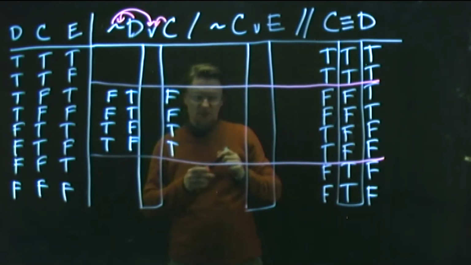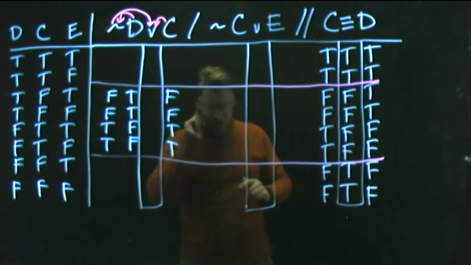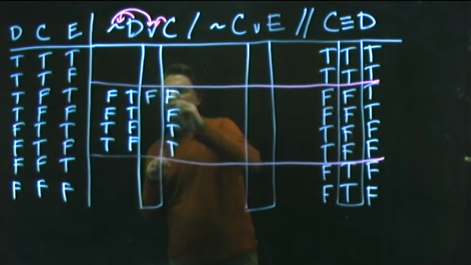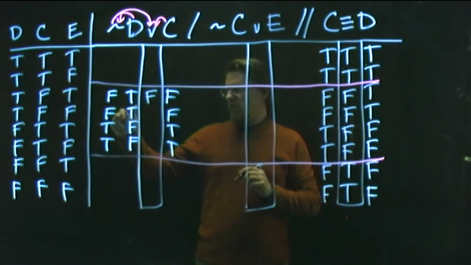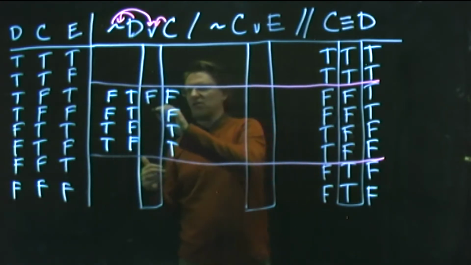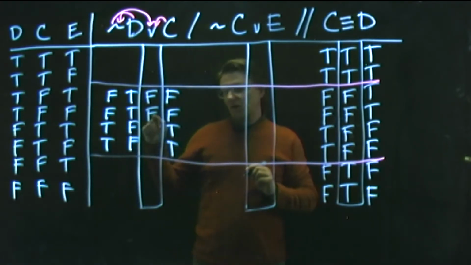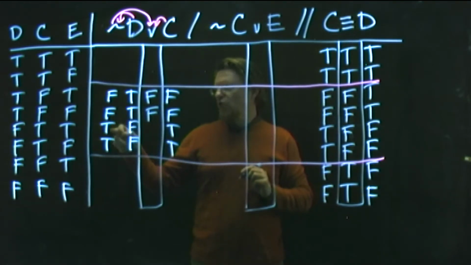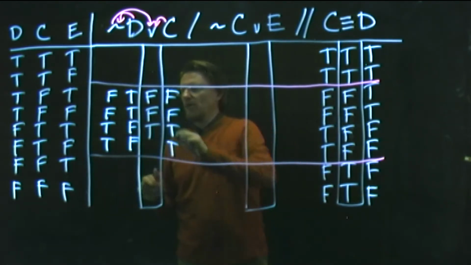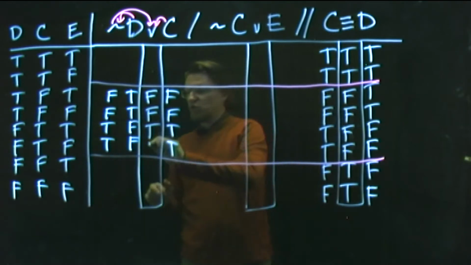C is getting plugged in there as well. False wedge false. False wedge false. That is false. Second, or this other row here, it's actually the fourth. False wedge false. Well, that's still false. We go down to the fifth row. True wedge true is true, and true wedge true is true.